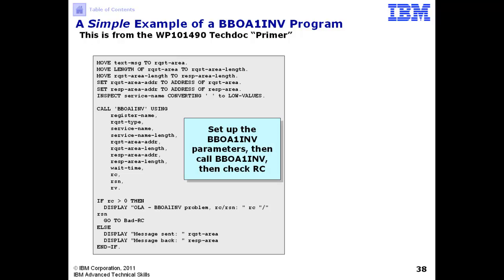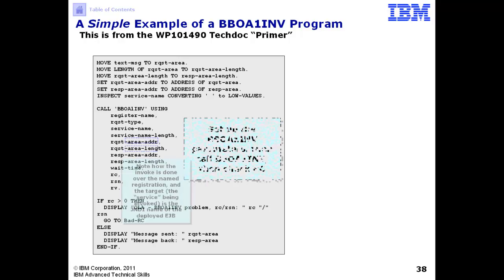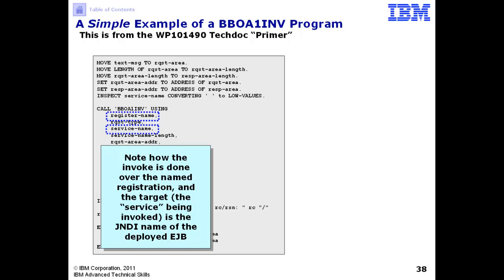Then, some of the parameters for the BBOA1REG are set up, and the API itself is invoked. Once again, notice the register name and service name parameters. You must tell WOLA what registration to communicate over and what the name of the target EJB is. That's what these two parameters provide.